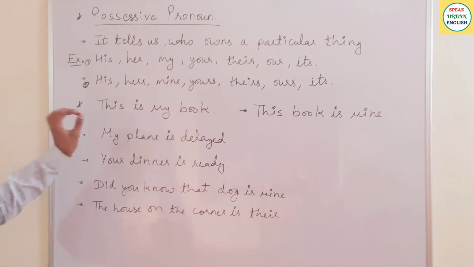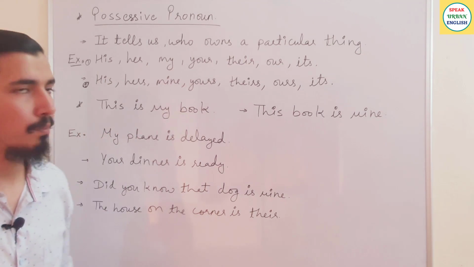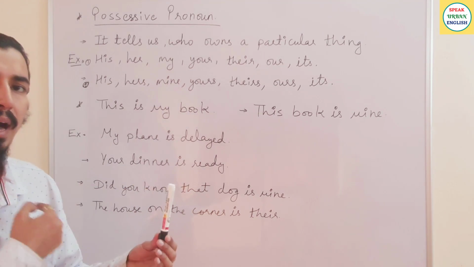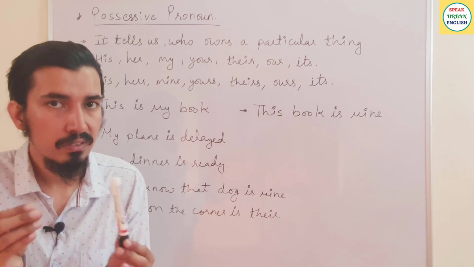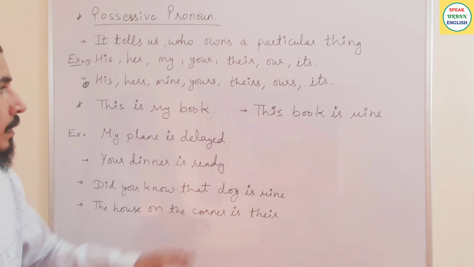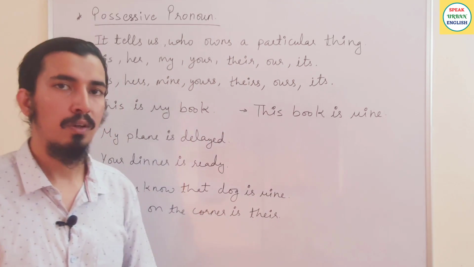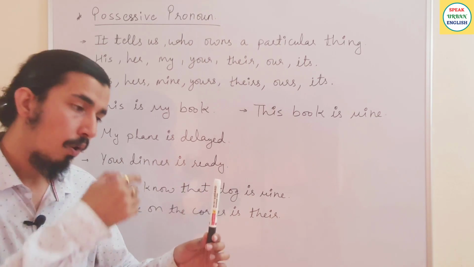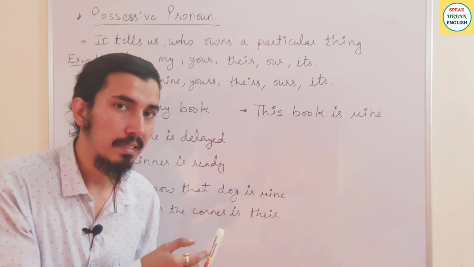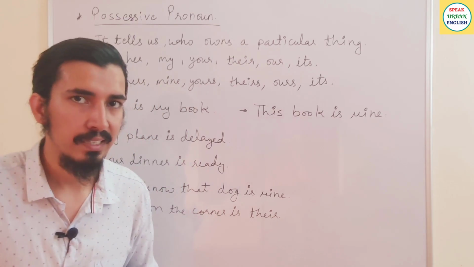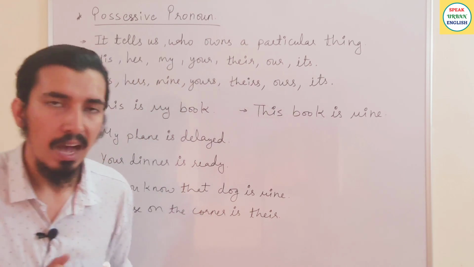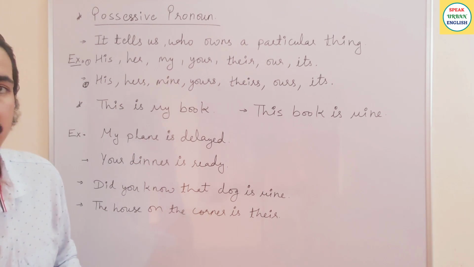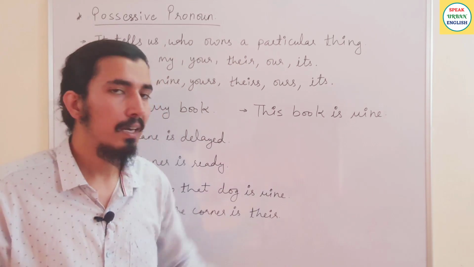So I have written two sentences. This is my book. Suppose this is a book or a pen. I say this is my pen. Is this sentence correct? Or I can say this book is mine, or this pen is mine. What's correct and what's incorrect? Guys, both sentences are correct. So why do we use my in the first sentence and mine in the second sentence?